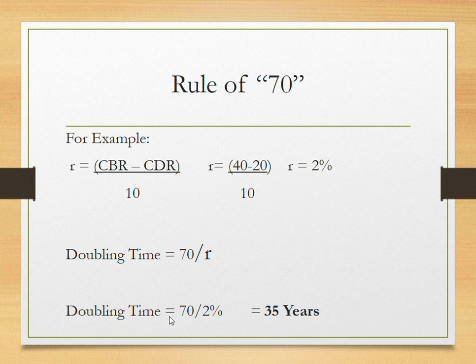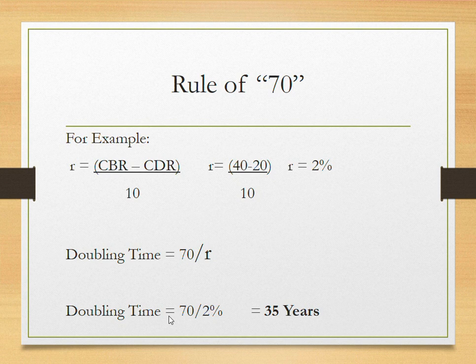Once you know growth rate, we can then calculate the doubling time for the population. So for example, let's pretend we had 40 births for every 1,000 people and 20 deaths for every 1,000 people. With that, you can calculate the crude growth rate. 40 minus 20 divided by 10 will give you a growth rate of 2%.